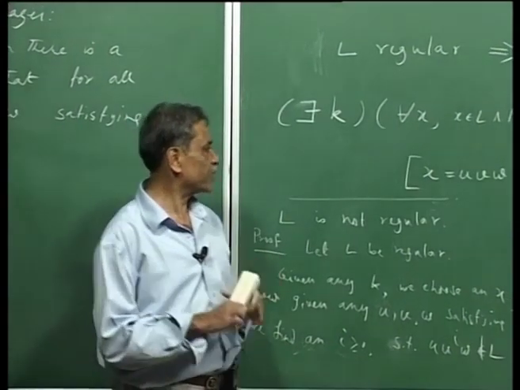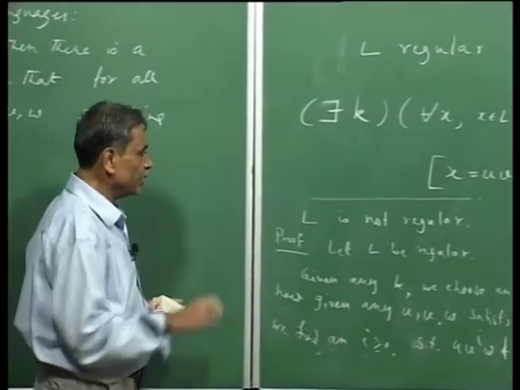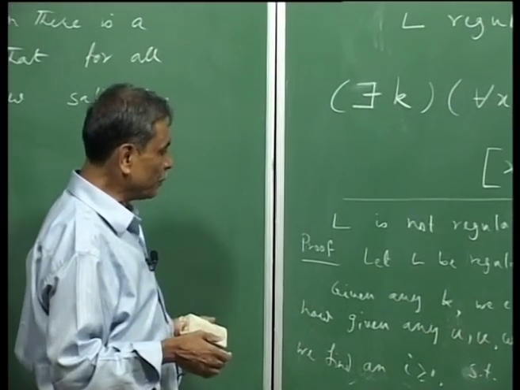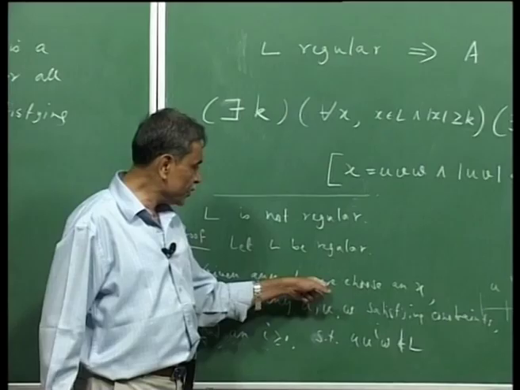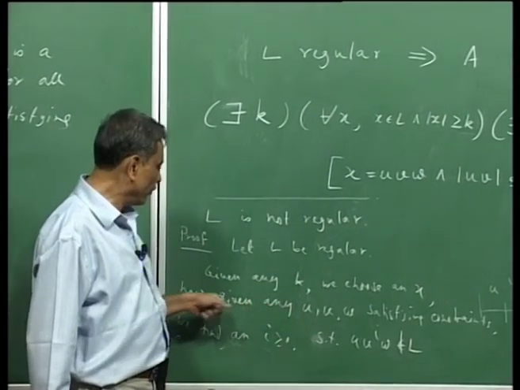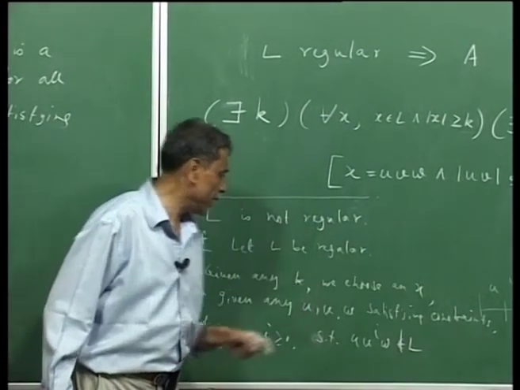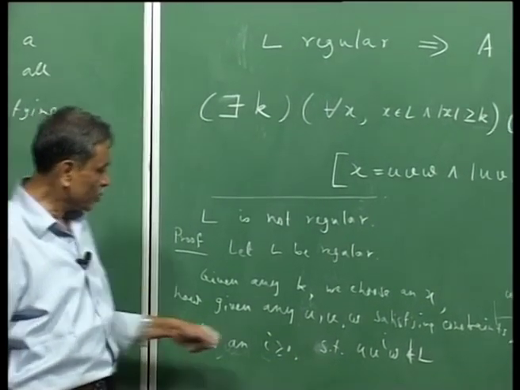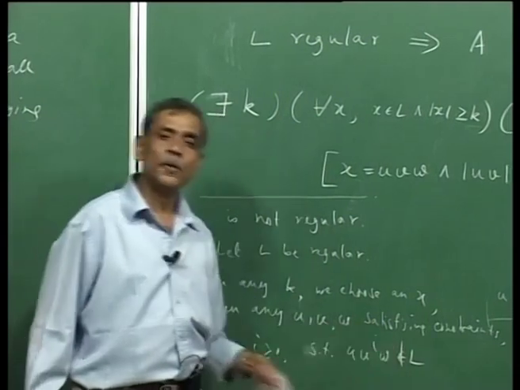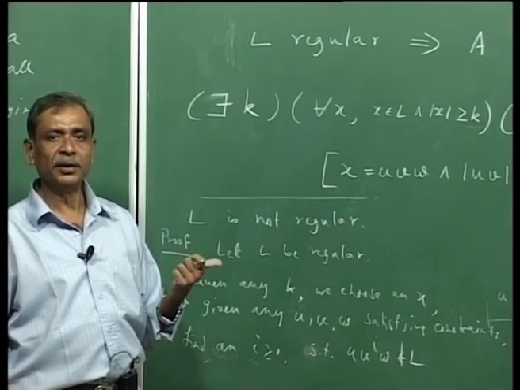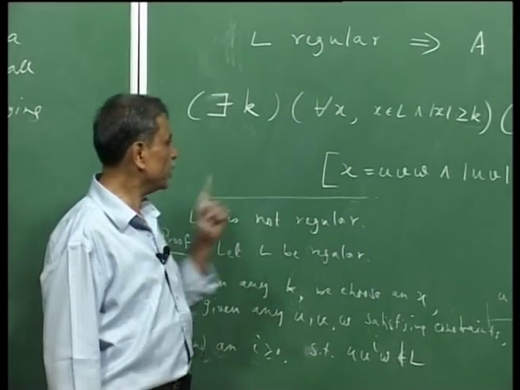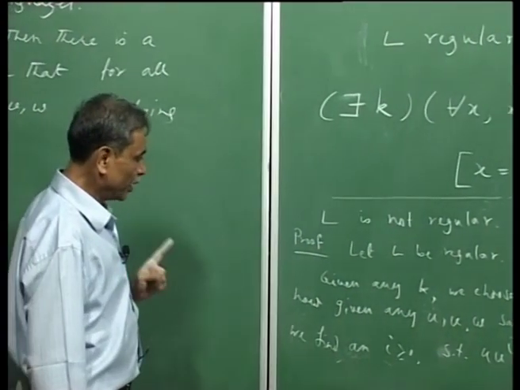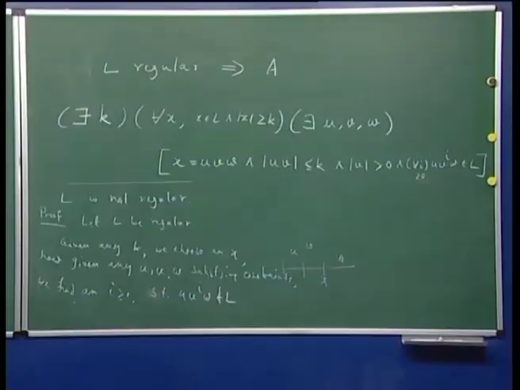So, this is the overall structure of the proof. I want to emphasize again, in these proofs when we use the pumping lemma, given any k, I choose an appropriate x, then for any breakup of u, v, w of that x, I should be able to find an i such that u, v^i, w is not in the language which I would like to show is not regular. That is the first point I wanted to make: the structure of the proof making use of the pumping lemma.